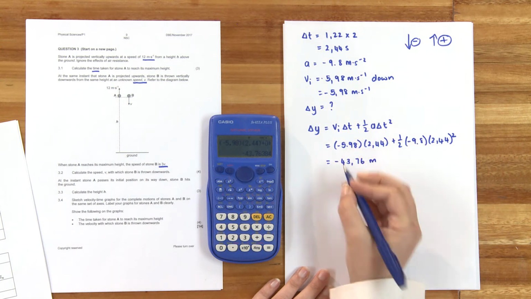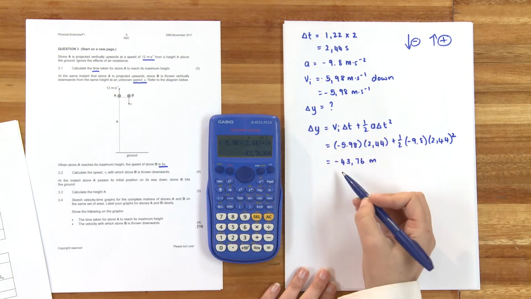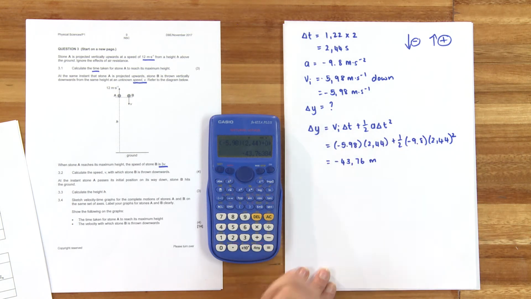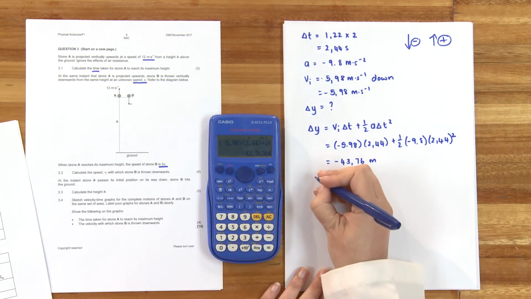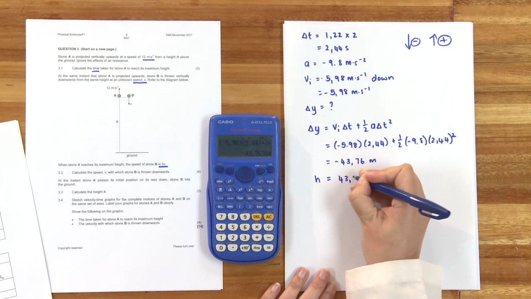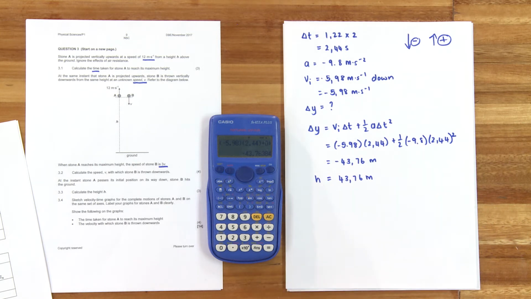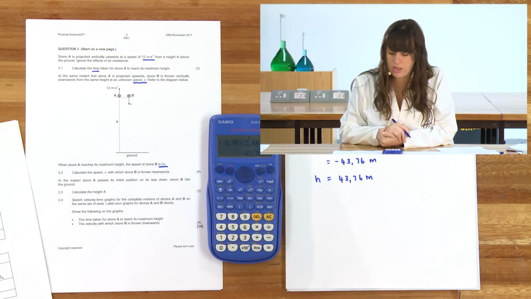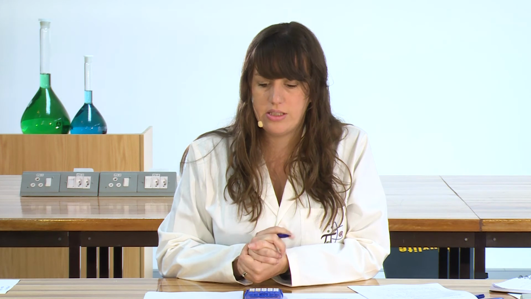43,76 meters. Why are we getting negative? Remember, it's displacement, which is a vector. The displacement was downwards, and so that's why we're getting negative as an answer. But they didn't actually ask us for displacement, they asked us for h. And so h, the height, is just 43,76 meters. Height is not a vector, and so we don't need to have the direction there. Right, that brings us to the end of question 3.3. We're now going to have a look at another exam question.